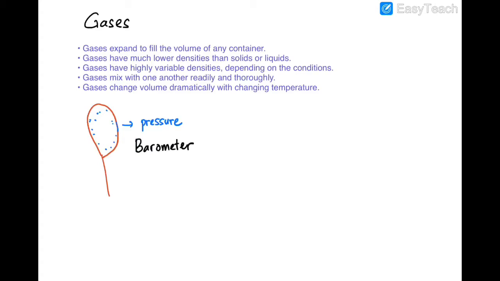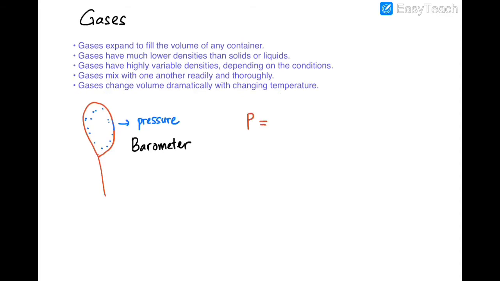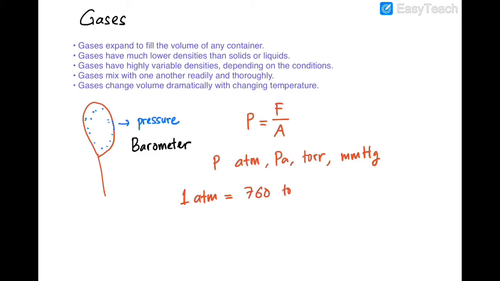The pressure itself is calculated by taking the force and dividing it by the area. The unit for the pressure is normally ATM, Pascal, torr, or millimeter mercury. 1 ATM is equal to 760 torr, which is also 760 mmHg, and 1 ATM is also equal to 101,325 Pascal.